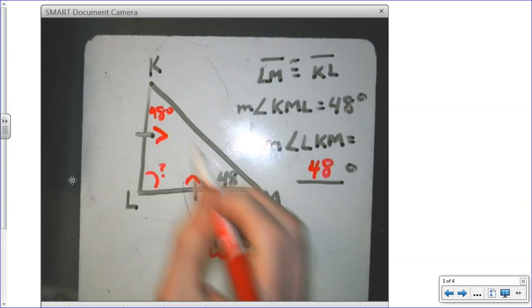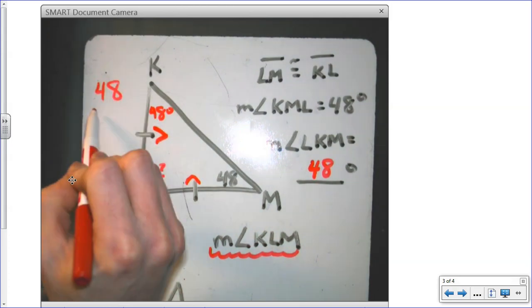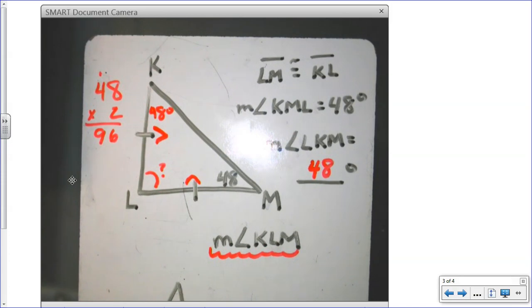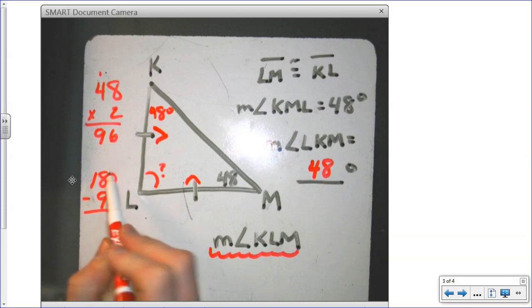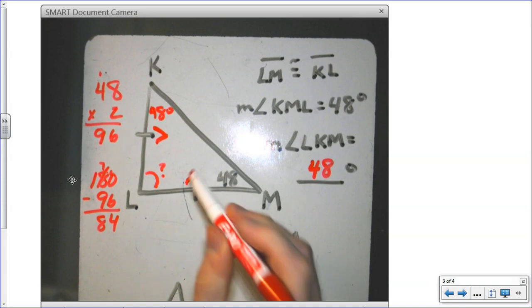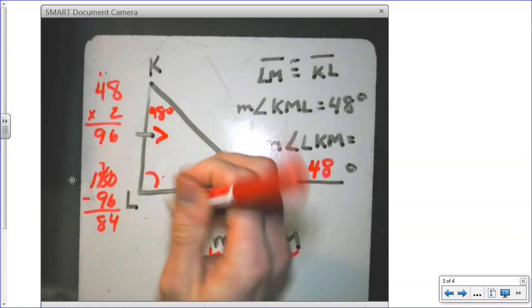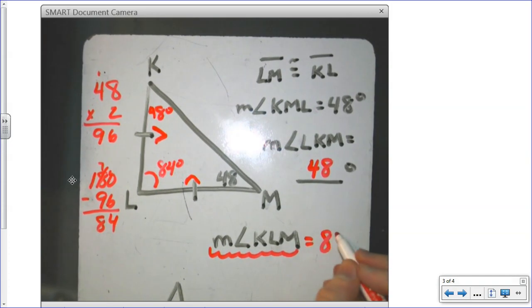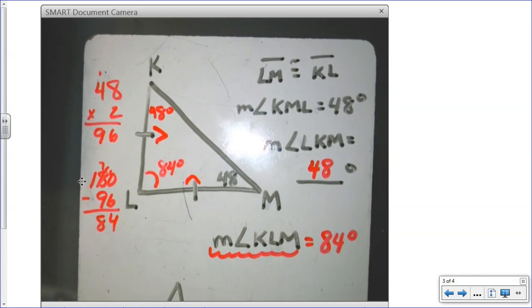So we're going to have to add up what we have. We have 48. I'm going to do 48 times 2 because it's the same thing. And that's 96 degrees. So if I do 180 minus 96 degrees, I'm going to have 17 minus 9 is 8. So this is an 84-degree angle. Almost a right angle, but not quite. And we're done. We've solved for every angle in this triangle. And notice that we only started out with one congruent angle.